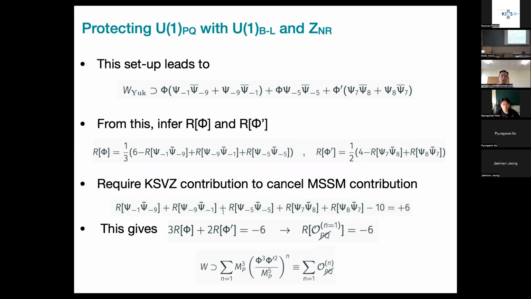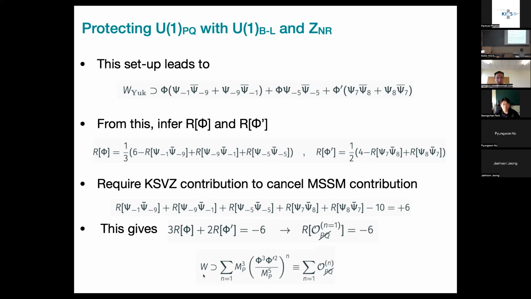Okay, then what does it tell you? Once I impose this condition to make the anomaly coefficient 0, this gives me the information for the R charge assignment of the scalars phi and phi prime, especially this operator here. Okay, so you have this equation. If you put this equation into here, you have your 3R phi, you have 2R phi prime here. So when you enter this R charge assignment into here, this automatically gives you precisely this expression, 3R phi plus 2R phi prime. And that is -6. And notice that I told you, we have to only focus on this kind of operator now, because this is the only operator respecting U1 B minus L. So this setup automatically gives you the R charge assignment of this operator precisely, which is -6.